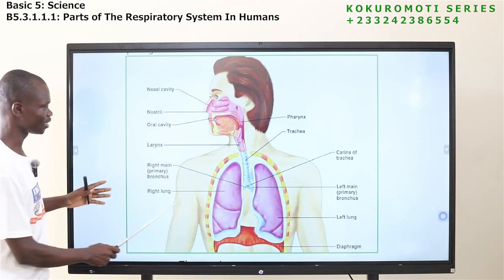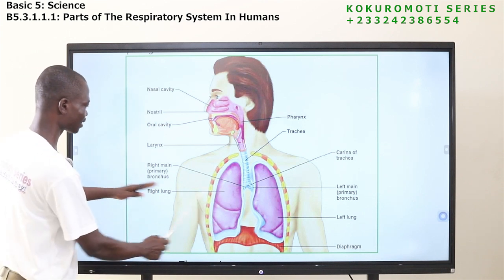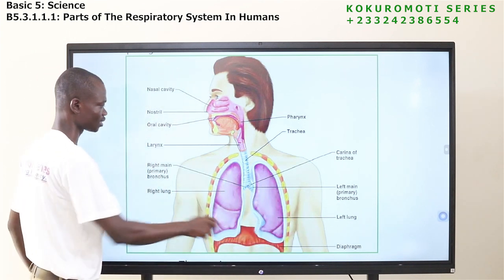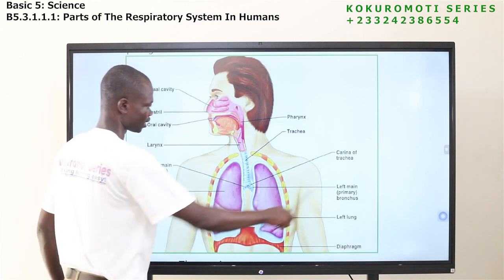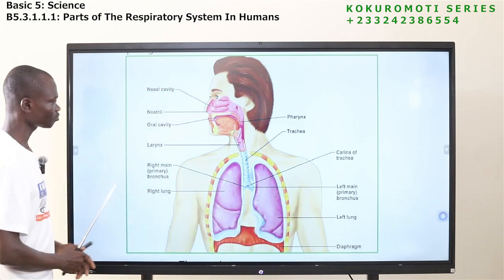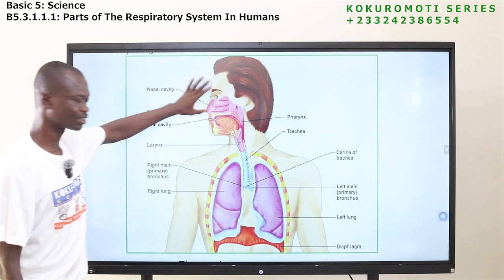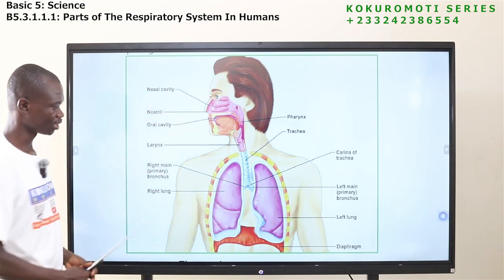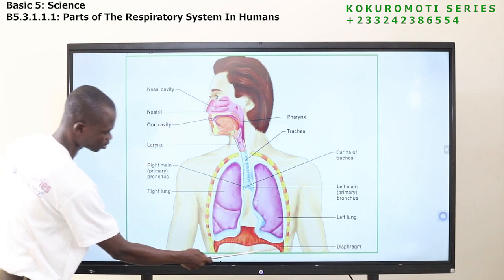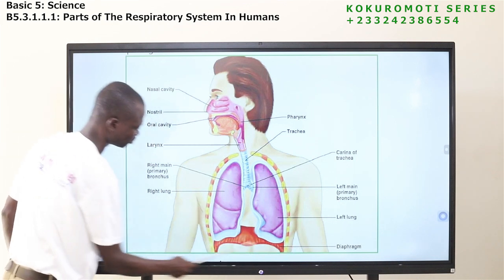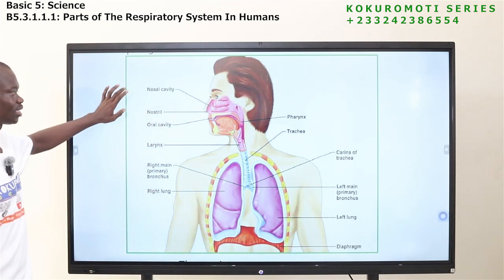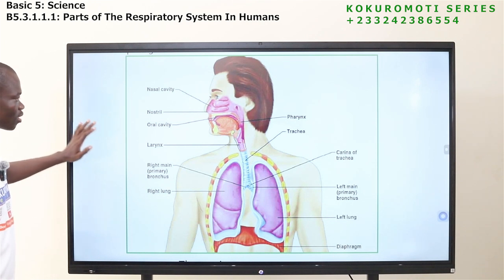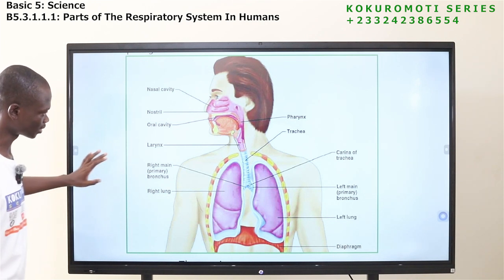Okay, so if you look at the image here, the right side is here, and the left side is here. So these are the lungs. This is the left and the right. So these are the parts or the organs of the respiratory system. The diaphragm is here. So this part is the diaphragm. Okay, so this is how the organs look in the respiratory system.